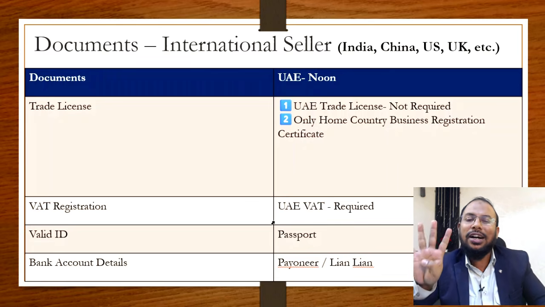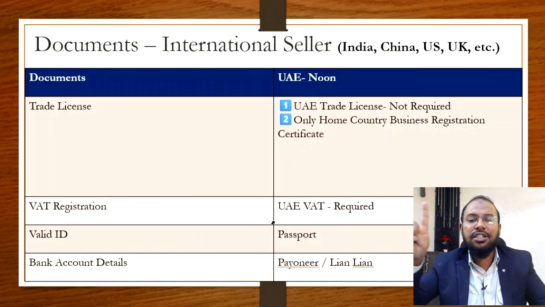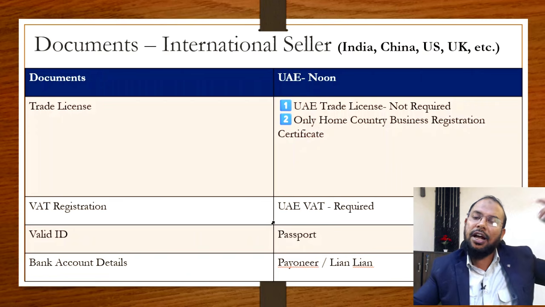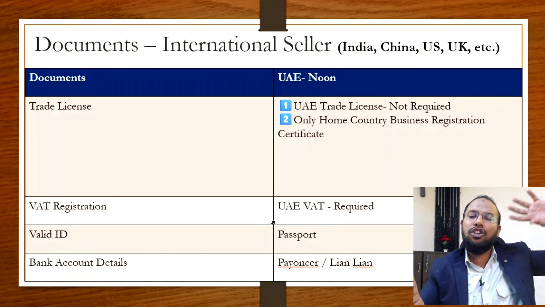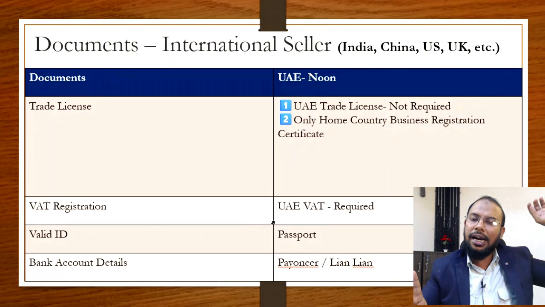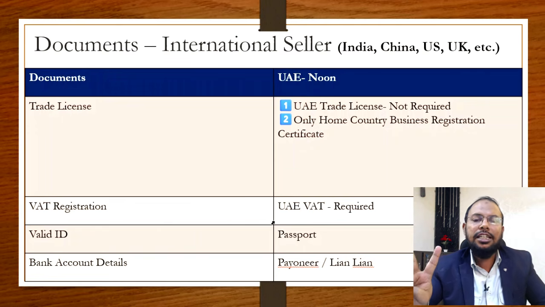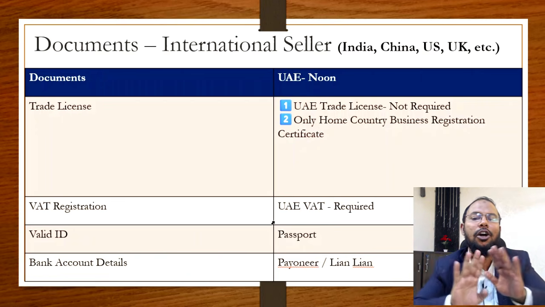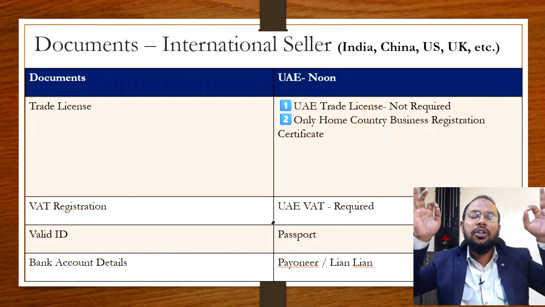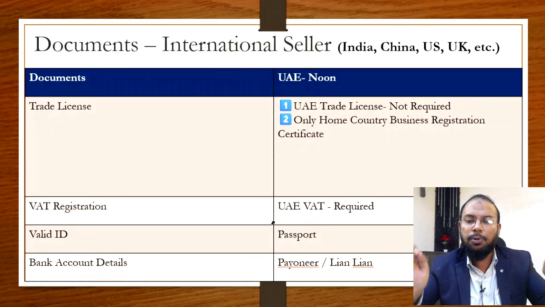These are the four important documents. First is your home country business registration certificate. Maybe if you are from India, that is GST registration. If you are registered in China, there is also a government authority; you can take that business registration certificate. Second, VAT registration; you must take VAT registration in UAE. Third, your valid identity is your passport. Fourth is a bank account. It is not a physical UAE bank account; only a payment gateway is sufficient for you. I hope you got it.